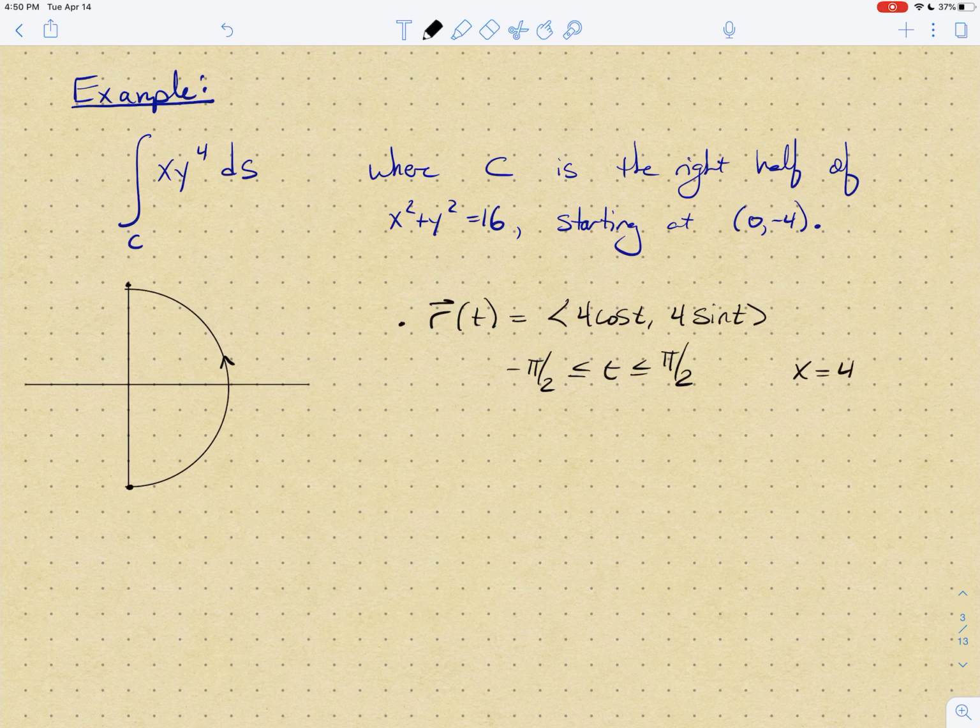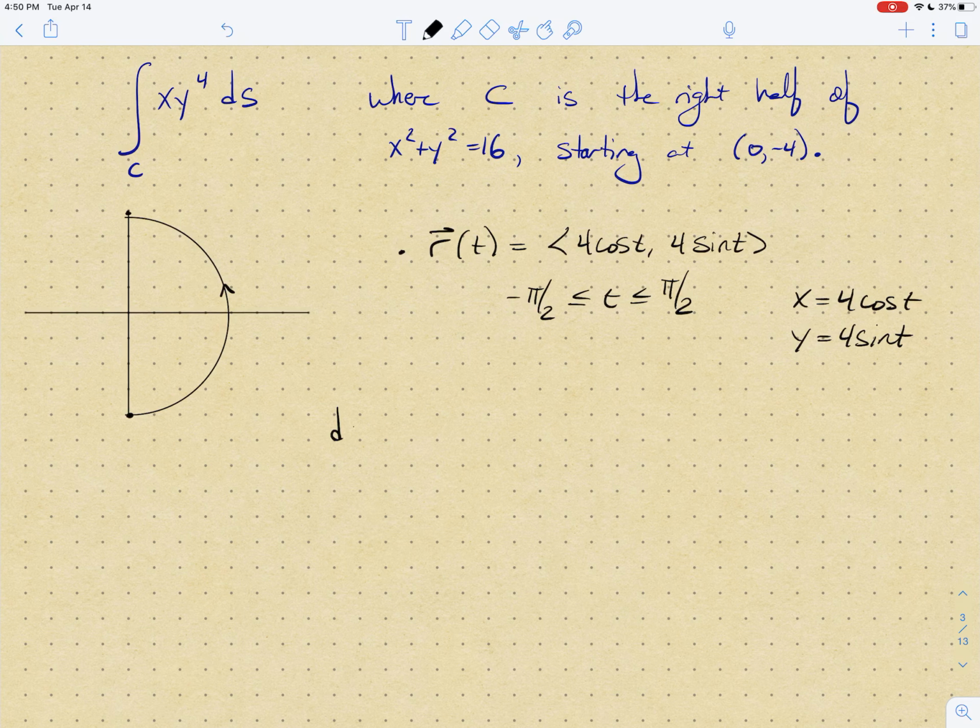So again, just to be clear, I'm saying x is 4 cosine of t, and y is 4 sine of t. And if you start from minus pi halves and go up to pi halves, you'll trace out the right-hand side of the circle. The next thing that I want to do is go ahead and compute what ds is. ds is the length of r prime of t dt. So let's do that. We'll just compute r prime of t right here. And I'm going to get minus 4 sine t, 4 cosine t.